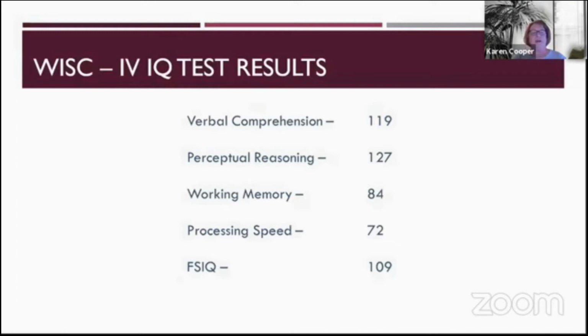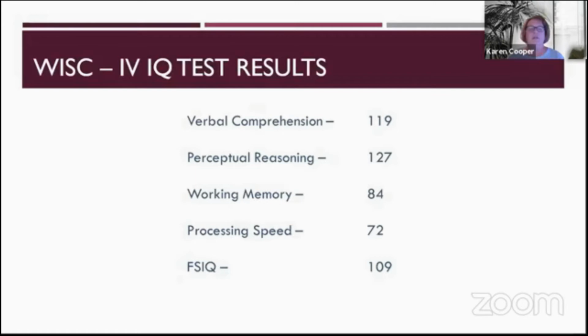And it was a while ago, so it only has 5 indexes or 5 composite scores, as opposed to the new WISC, which is the WISC 5, which has 5 indexes or composite scores. But regardless, I want to use this as an example to explain to you why detail of the results of the evaluation is necessary in that summary. So in this situation, my son's full-scale IQ was 109. His verbal comprehension index, which is his ability to use language to reason and problem solve, was 119.